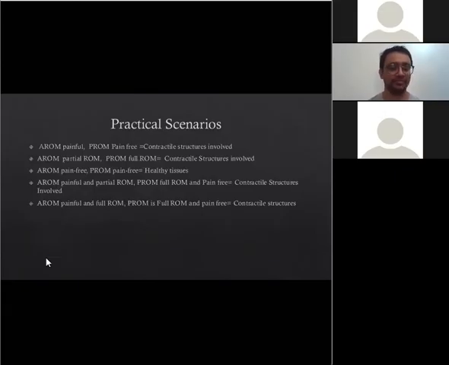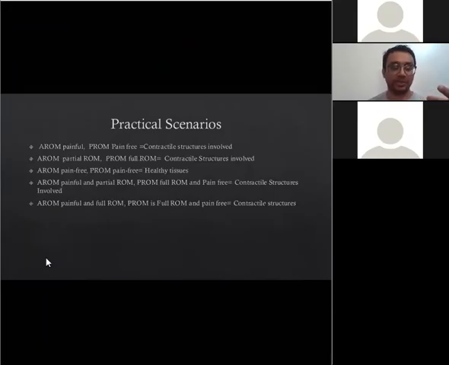Not tightness. It's most likely the weakness, yes, but weakness is coming from some problem in the muscle. Now, which of the two scenarios has more problem in the muscle? Let's say scenario one: active range of motion is painful and the patient cannot lift up. Passive range of motion is pain-free and can lift up.